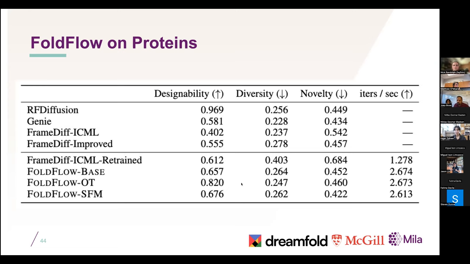However, when you do OT, you lose a little bit of novelty. One of the downsides for OT is that although you get more designable proteins, you take a small hit on novelty. And we find that if you do full flow SFM, we get the most novel proteins, although they're less designable. So there's a bit of a trade-off over here. We're not fully sure why SFM is not as designable, but that's probably some sort of result due to our numerical approximation of the exact Brownian motion. That's one hypothesis, but we haven't really tested it out further.